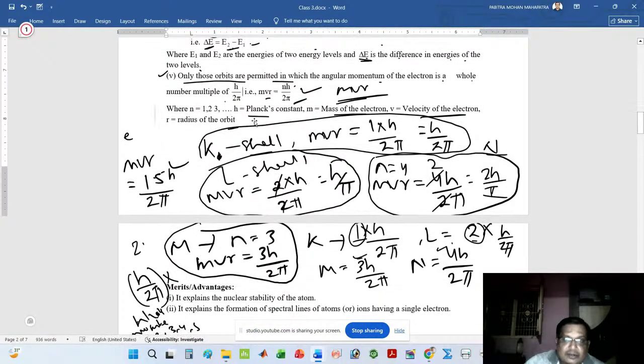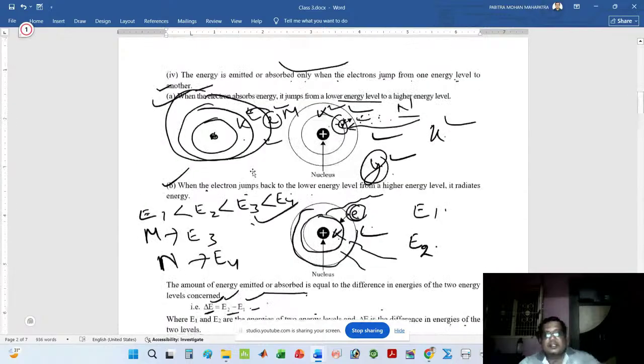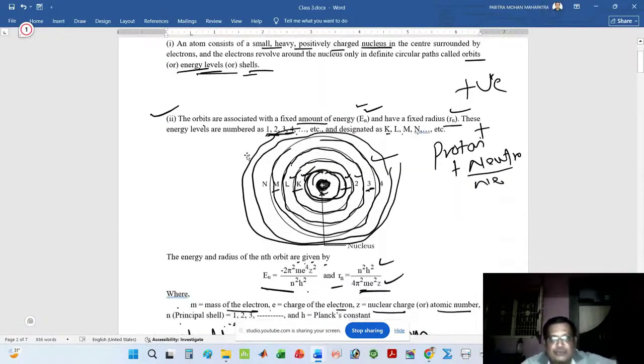Here n is equal to 1, 2, 3, h is Planck's constant, m is the mass of the electron, v is the velocity of the electron, r is the radius of the orbit. These are some postulates of Bohr's atomic model.